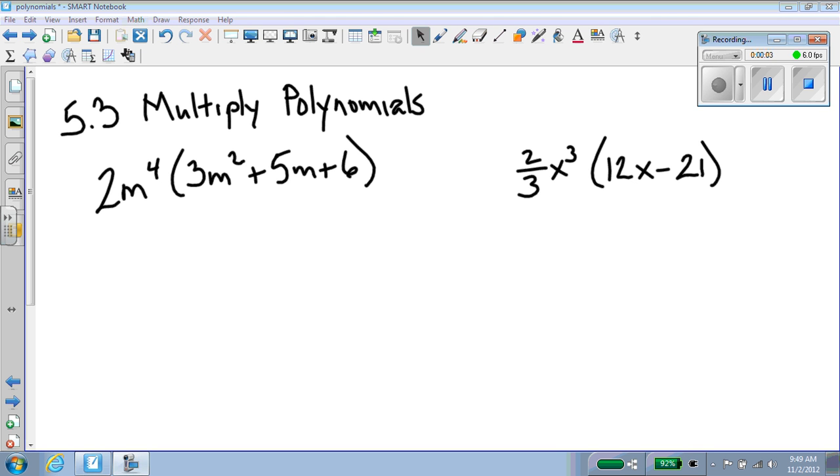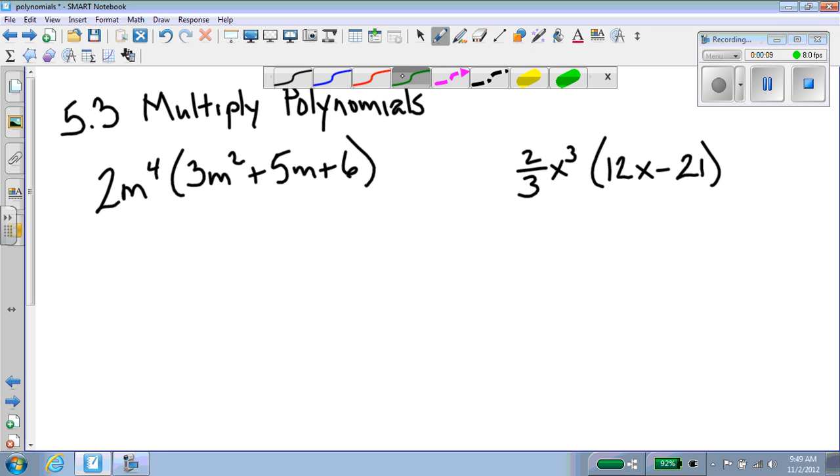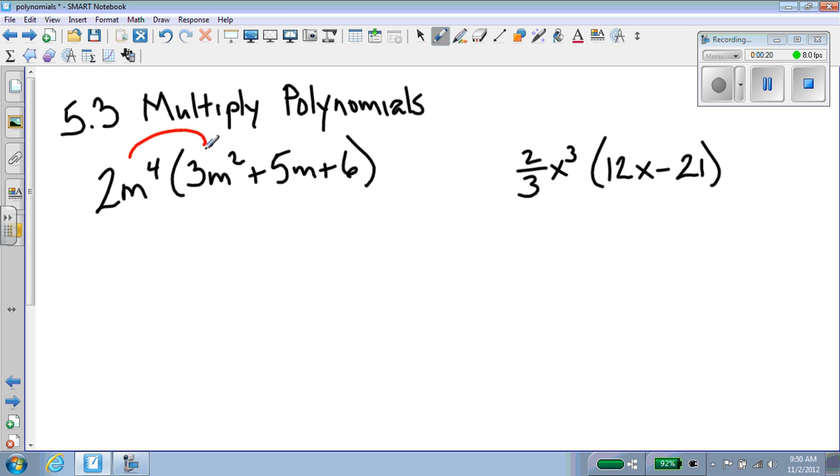Let's continue the story about polynomials by multiplying two polynomials. For this first problem, we have a monomial times a trinomial, and this should look like the distributive property because it will act like the distributive property.